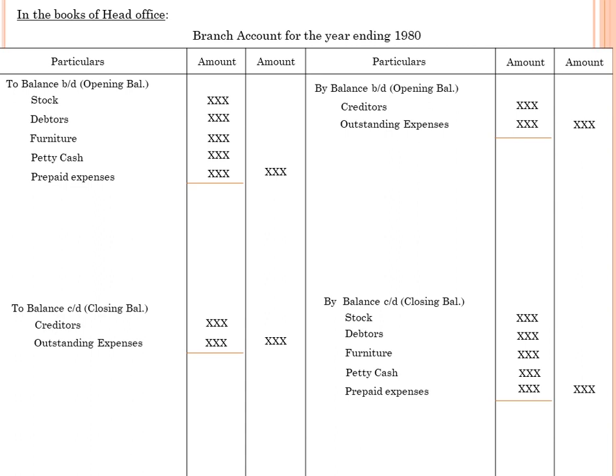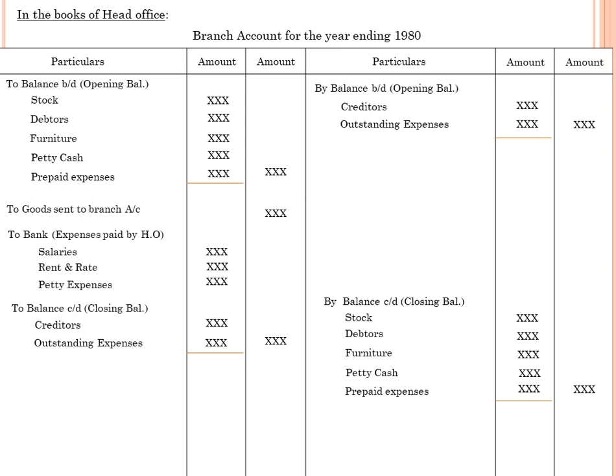Now we have posted all the opening assets and closing assets on the debit side, and the opening liabilities and closing liabilities on the credit side. Okay. Now we move on to the debit side. See, to goods sent to branch, the goods received from head office, and you put it in the outer column. And next the expenses. The branch expenses paid by head office: one by one, salaries, rent and rates, petty expenses. Find the total and put it in the outer column. So these are the debit balances. Now we have posted all the debit balances. We move on to the credit side.